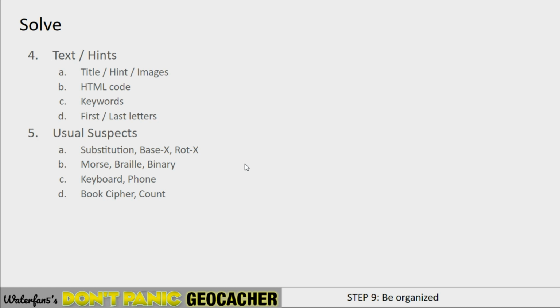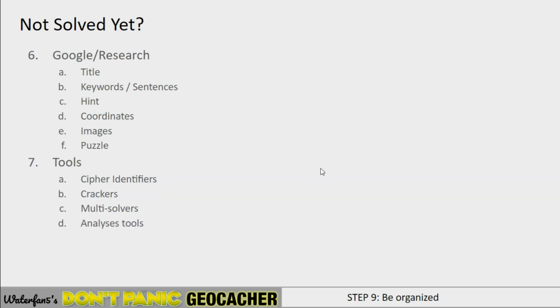If that doesn't solve it, then we'll go to the next step. And that is, well, let's do our research, right? Because now we've tried to work on it and it doesn't really work, right? We haven't solved it yet. So the special class talked about the Googling and research part. So we Google everything, right? The title, the keywords, the hint, the coordinates, every image we see, the puzzle itself, anything that we see, right? Maybe it will help us.